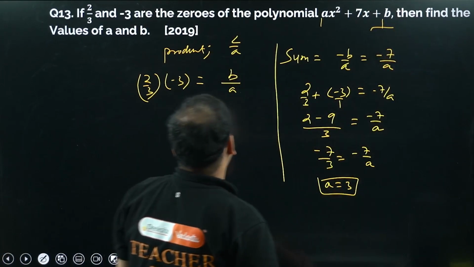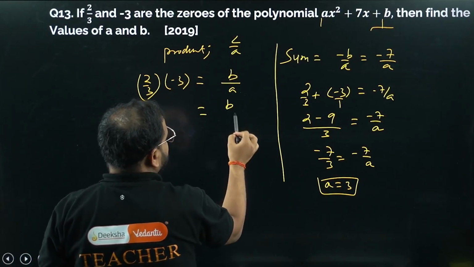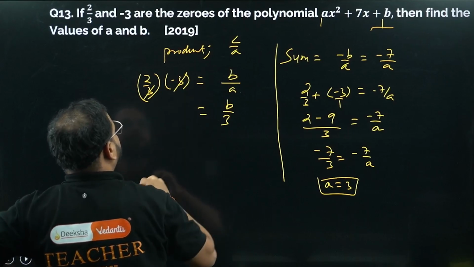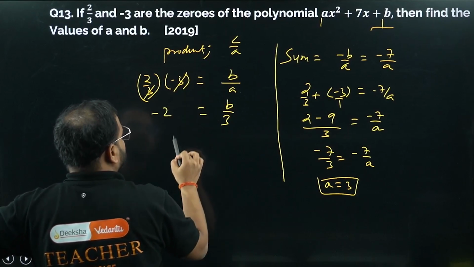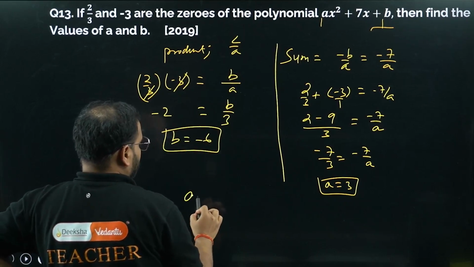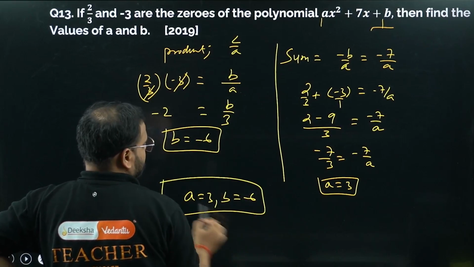Okay. So from here, I have this B value as it is. What is the C value? What is the A value? 3. Cancel this 3 and 3. What do I get? Minus 2. So what is B equal to? Minus 6. My answers are A equals 3 and B equals minus 6. My final answer.